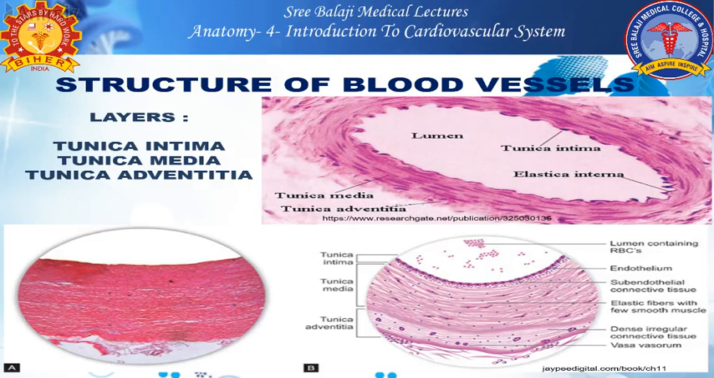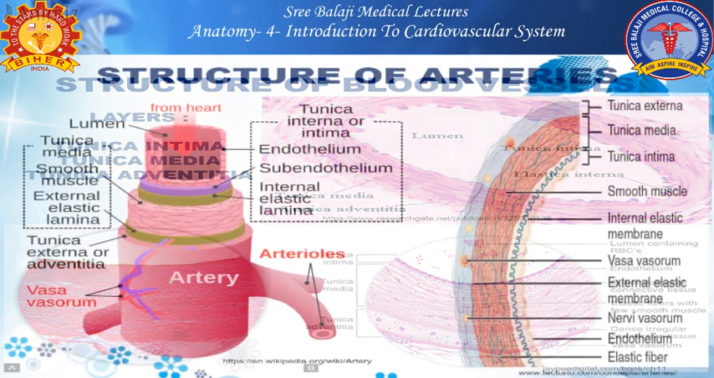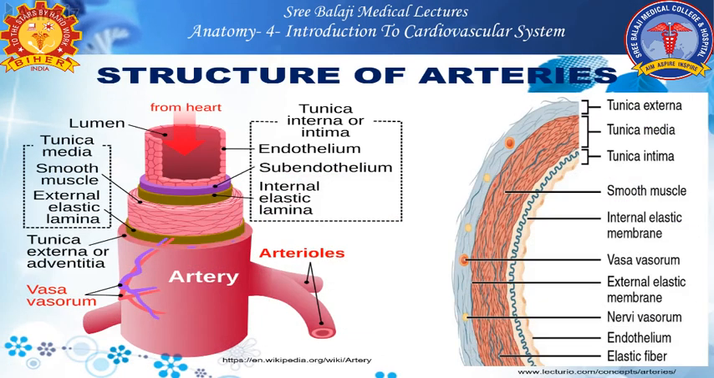Coming to the structure, the blood vessel is made up of the inner layer tunica intima, middle layer tunica media, and outer layer tunica adventitia. Tunica intima is made up of simple squamous epithelium. So here we can see from inside to outside how the layers are arranged. There is tunica intima, then there is tunica media, and then there is tunica adventitia.